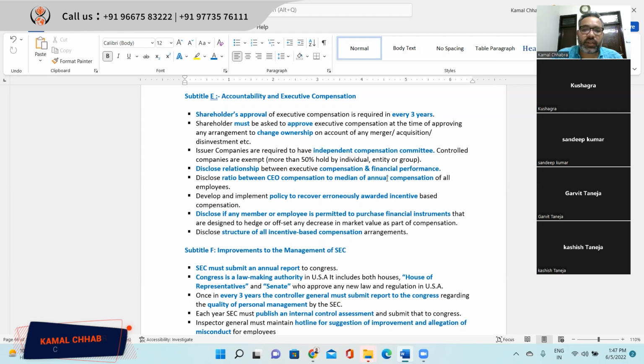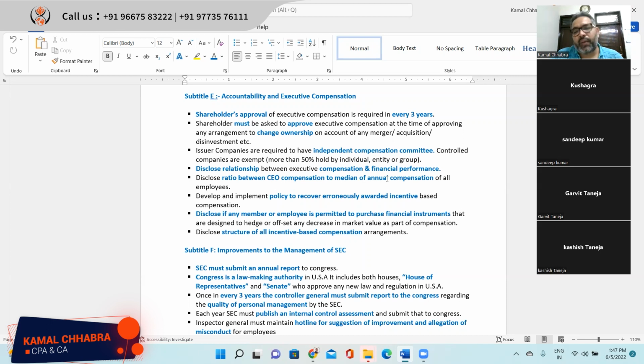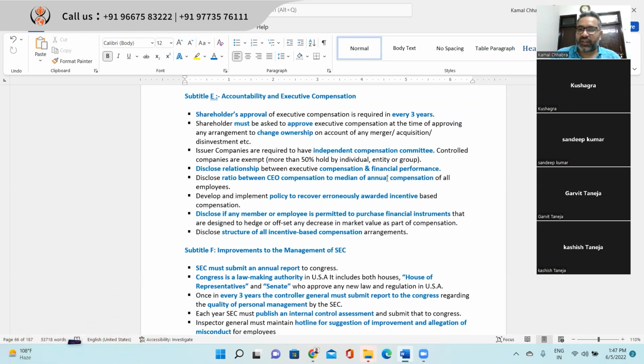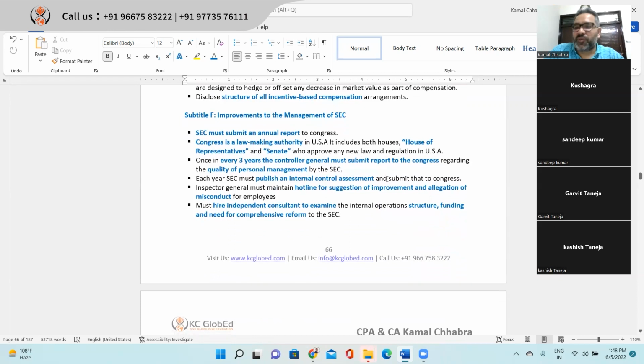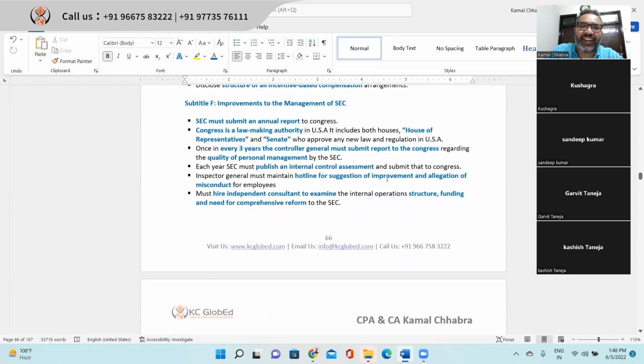Next is to disclose the structure of all incentive-based compensation. So if you have ESOP or a share-based compensation plan, those plans need to be appropriately disclosed in the financial statements, right? Make sense? Does anything need more clarification on executive compensation and accountability? Okay, I hope it's easy and digestible.